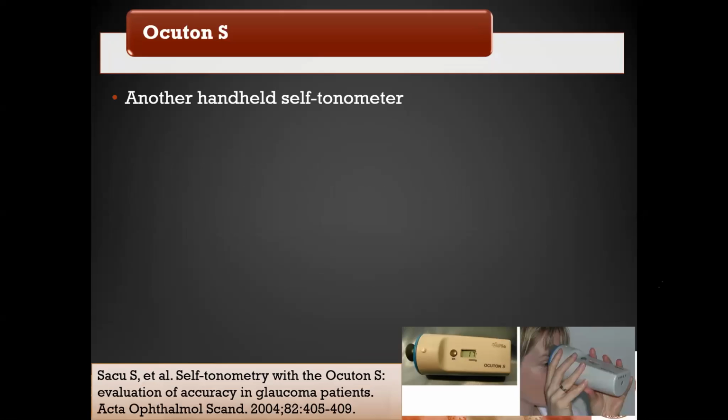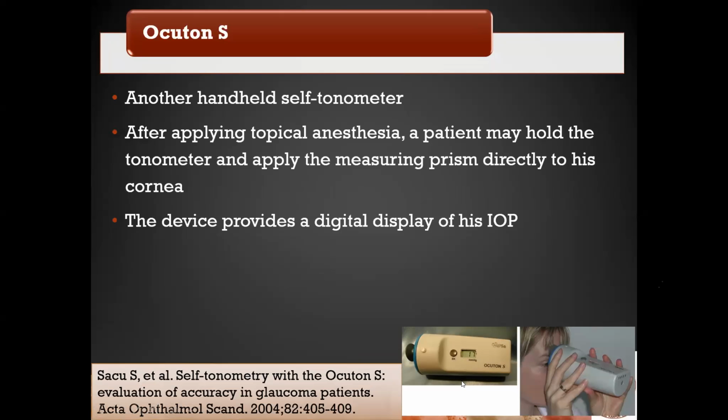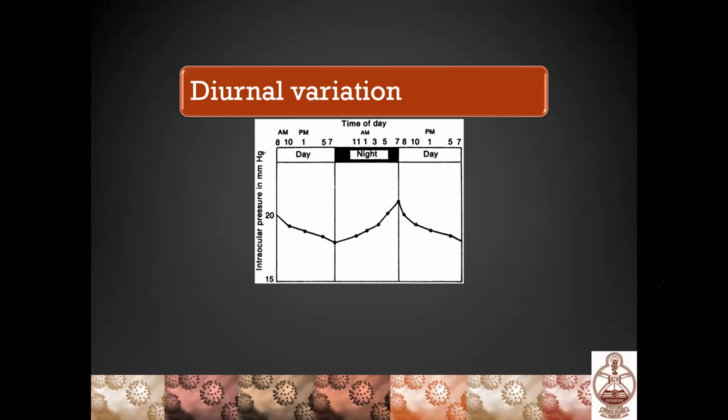And there is one more, which is the Ocular S, a handheld self-tonometer which is applied onto the eyelids and again gives readings in digital form. But because all these tonometers are not very reliable, they are not advocated by any of the ophthalmologists. Now, before we move on to other issues, a very important issue which we all understand is the diurnal variation or fluctuation in intraocular pressure.